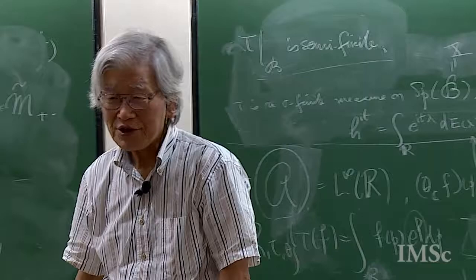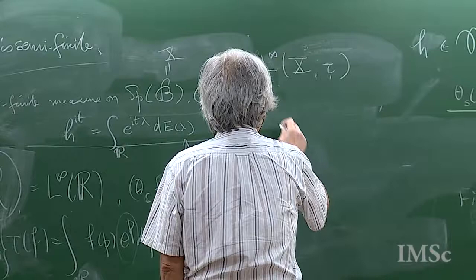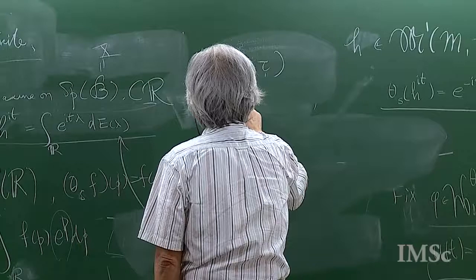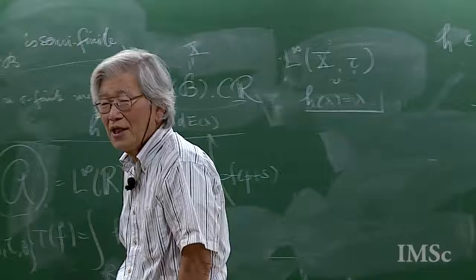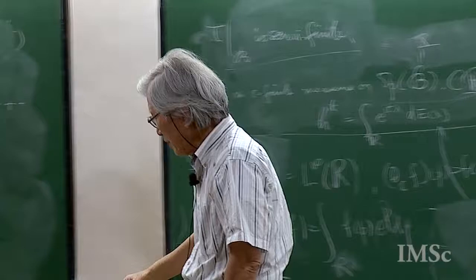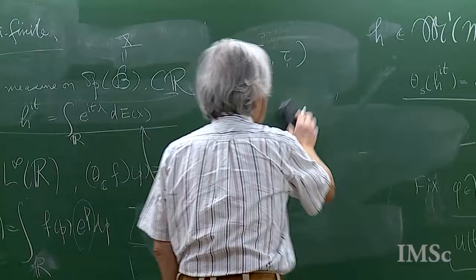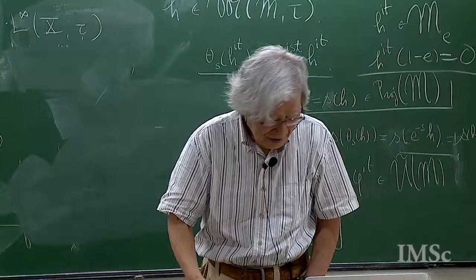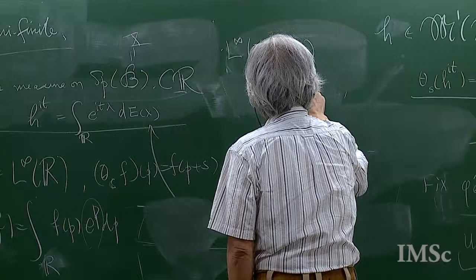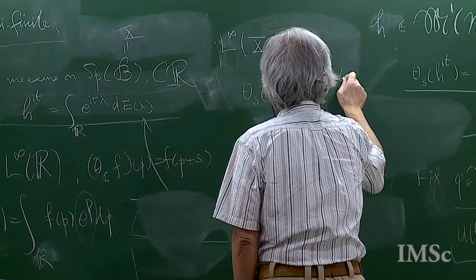Now theta s of f acting on p. So h is a function. h of lambda equal to lambda, isn't it? So that is the way spectral decomposition is given. I don't like to write this way because h is a positive function, while lambda takes negative values. I would like to say theta s of h^{it} behaves like e to the minus i s t, h to the it.